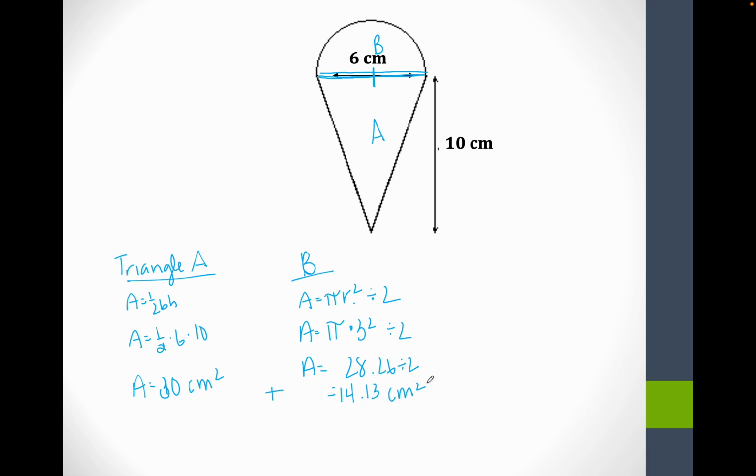The total will be found by adding those two things together for a final area of 44.13 centimeters squared.